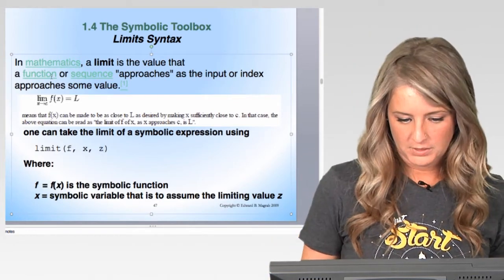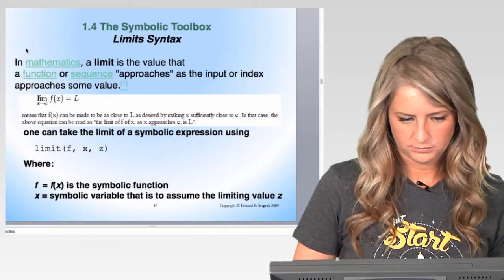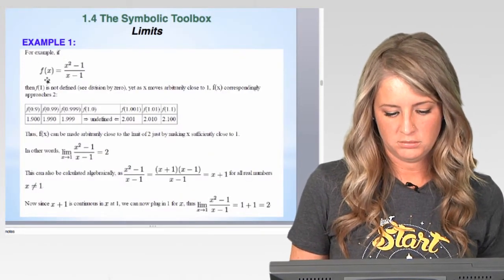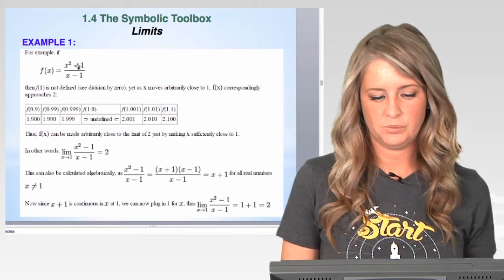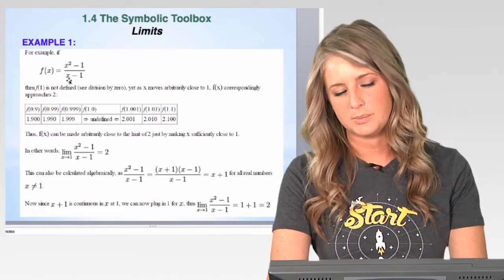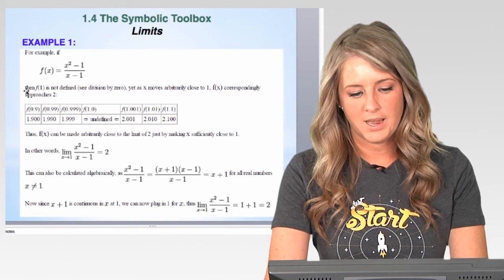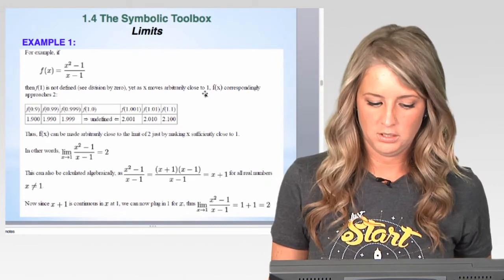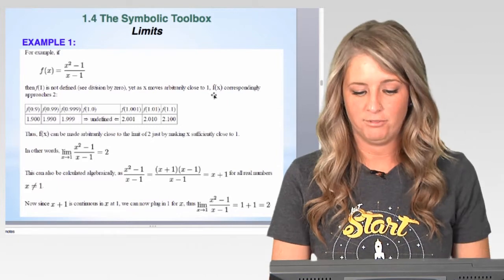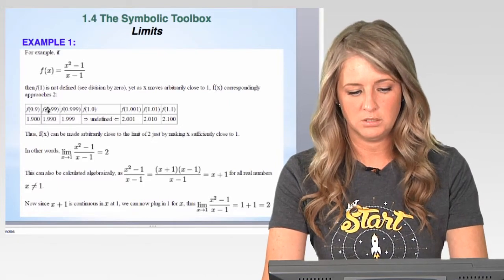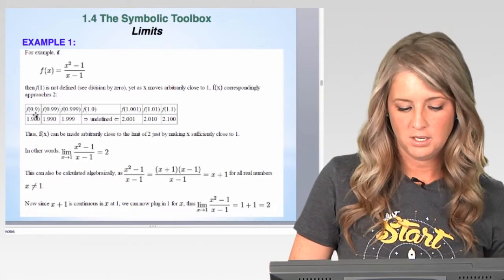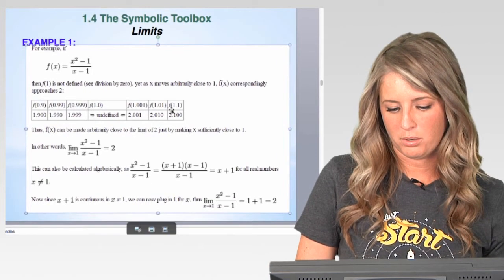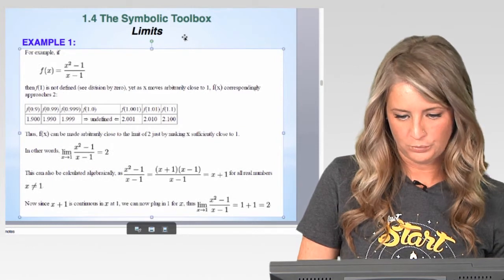So in our example here, let's say that we have this function: f of x equals x squared minus 1 over x minus 1. What we have is when we move arbitrarily closer to 1, the function f of x approaches 2. And you can see that here. If you plugged in these values, you can see that they approach the value of 2.